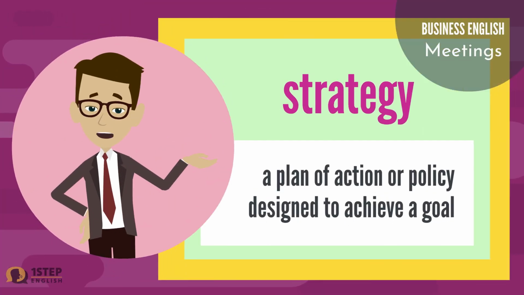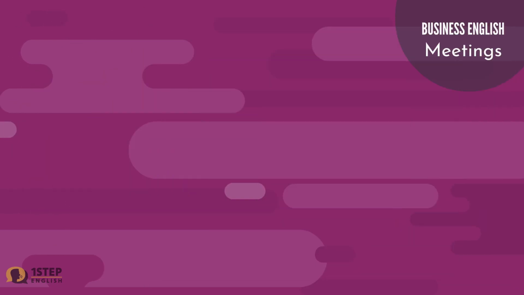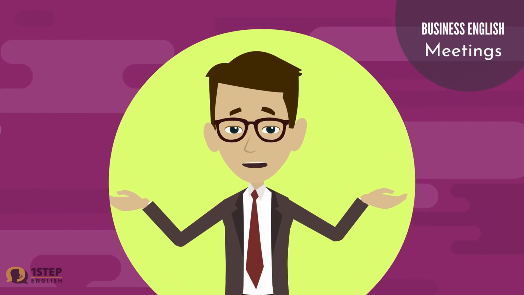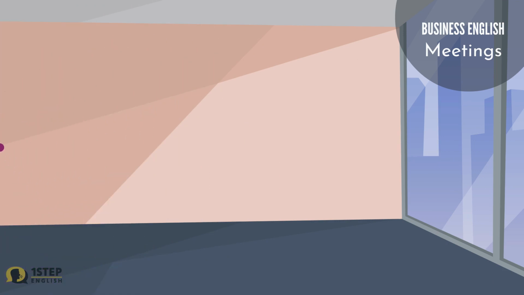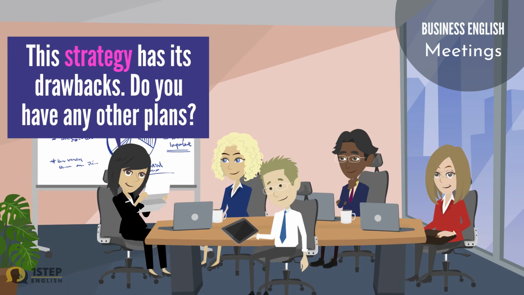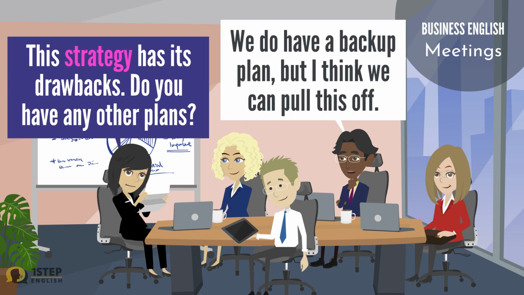Strategy. It refers to a plan of action or policy designed to achieve a goal. Strategy. Here's an example. This strategy has its drawbacks. Do you have any other plans? We do have a backup plan, but I think we can pull this off.